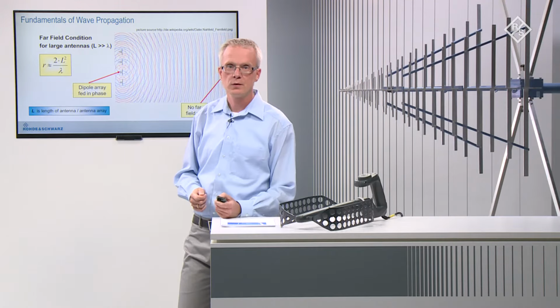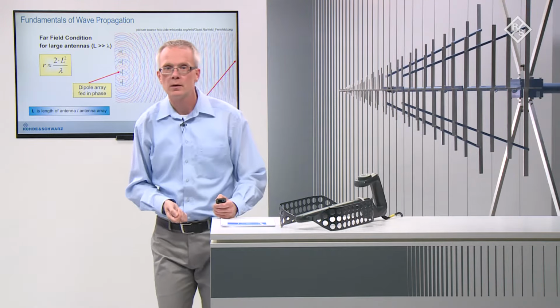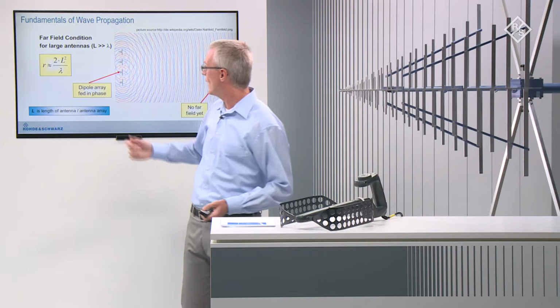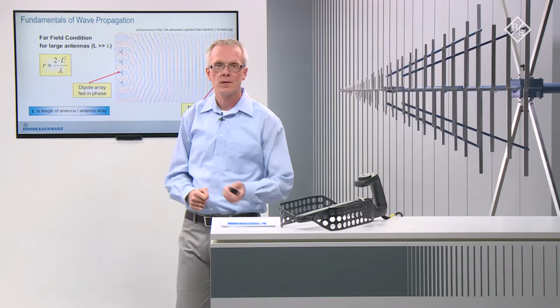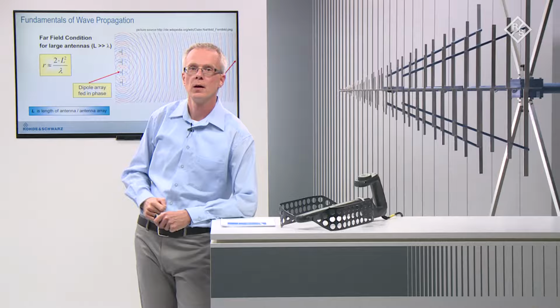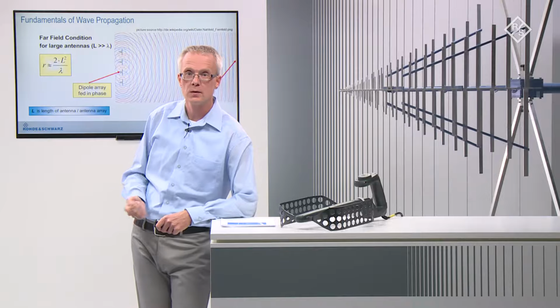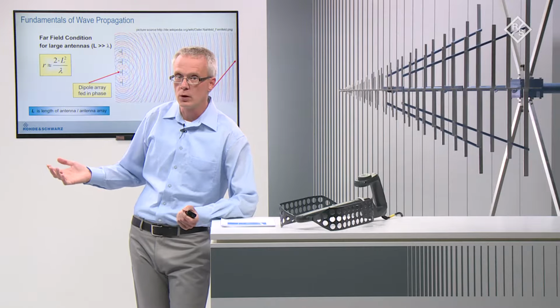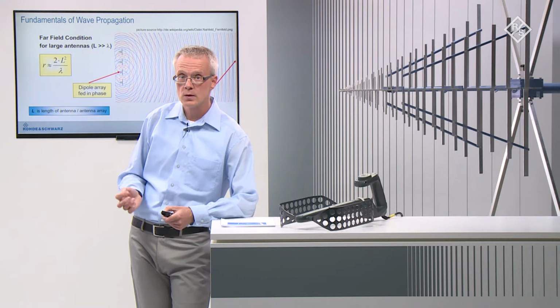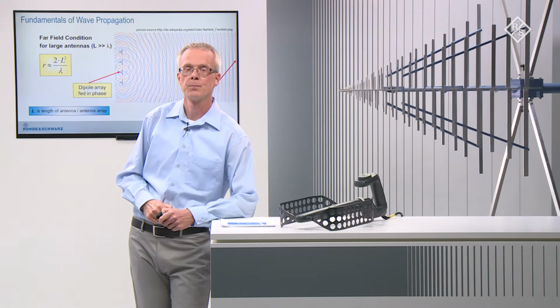For large antennas, the far field distance can be calculated based on the formula shown. Here, L, which describes the length of an antenna, appears as a square term in the numerator, while the wavelength appears in the denominator. So for very large antennas at very small wavelengths, for example parabolic reflector antennas, the far field distance can easily reach hundreds or even thousands of meters.